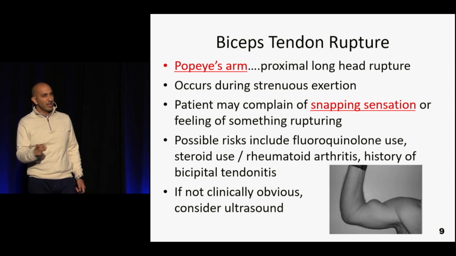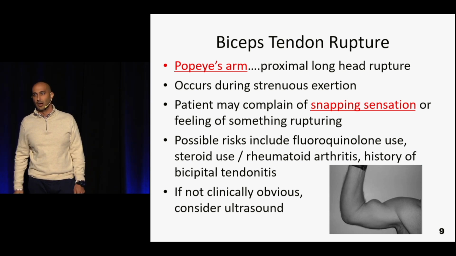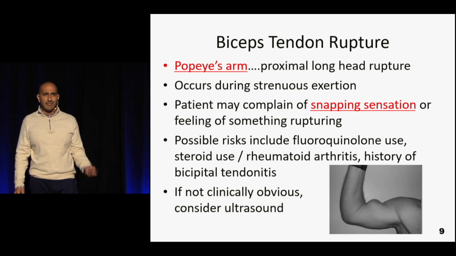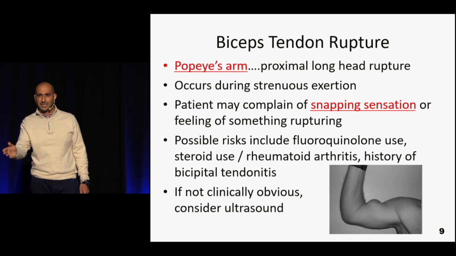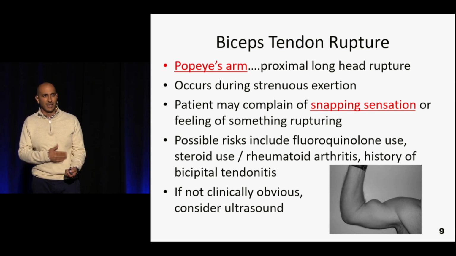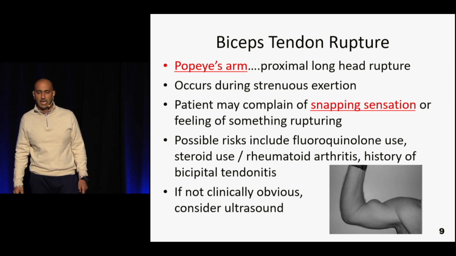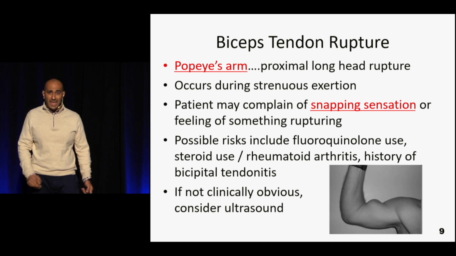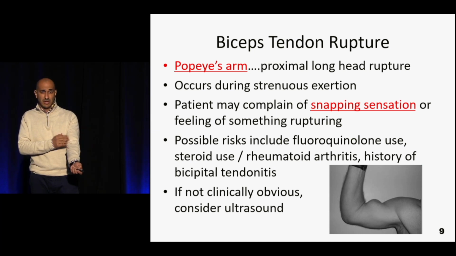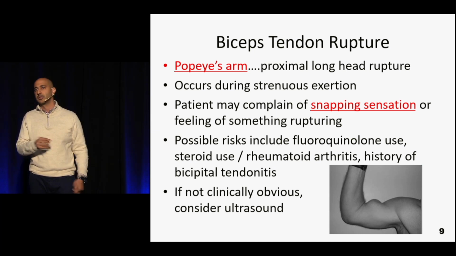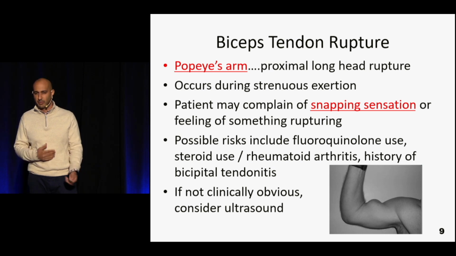The people that you do want to refer is if you get, like, Devin Booker or Giannis, one of these famous basketball players, a high-functioning athlete, and they need to preserve every little bit of strength that they have. Those are the patients typically that get referred for repair. If you get a distal rupture, those need to be a little bit more urgently referred.